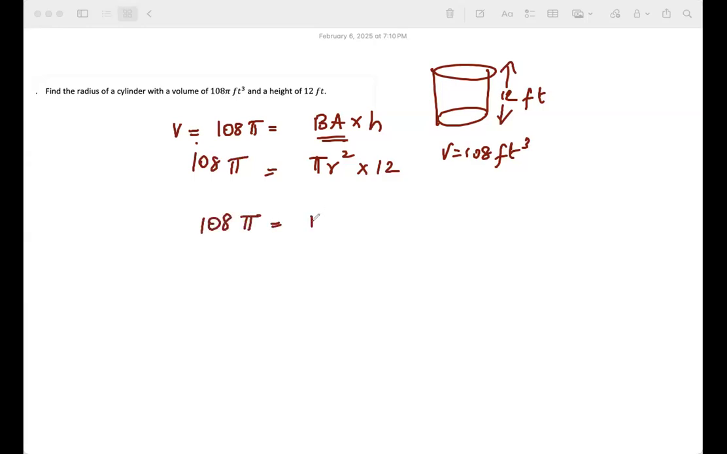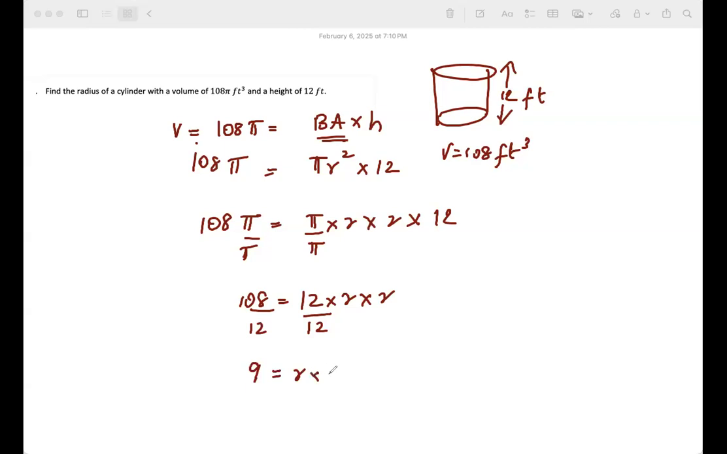108 pi equal to pi times r square times 12. Divide by pi on both sides. I will get 108 equal to 12 times r square. Now divide by 12 on both sides. What happens? 9 will be equal to r times r. R will be equal to 3 feet. Did you guys get it?